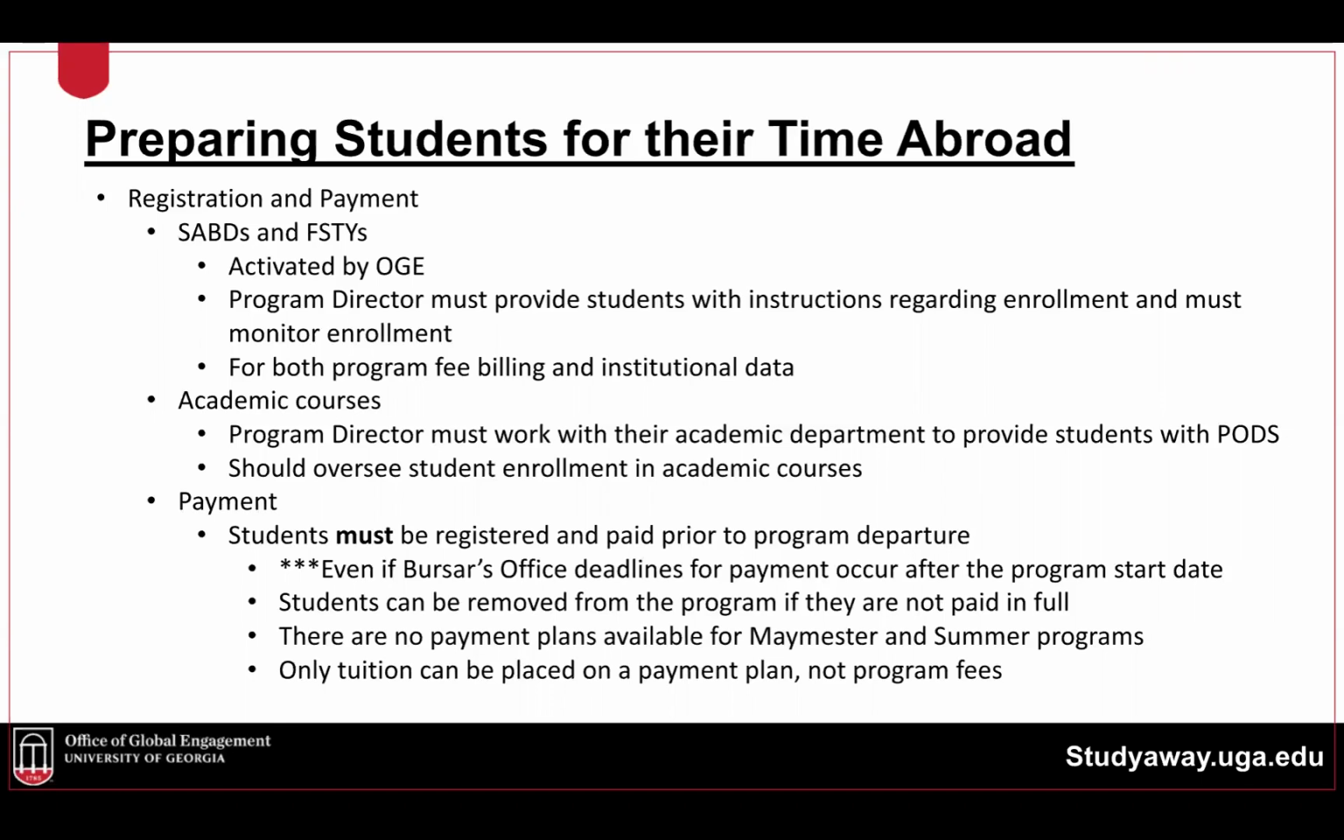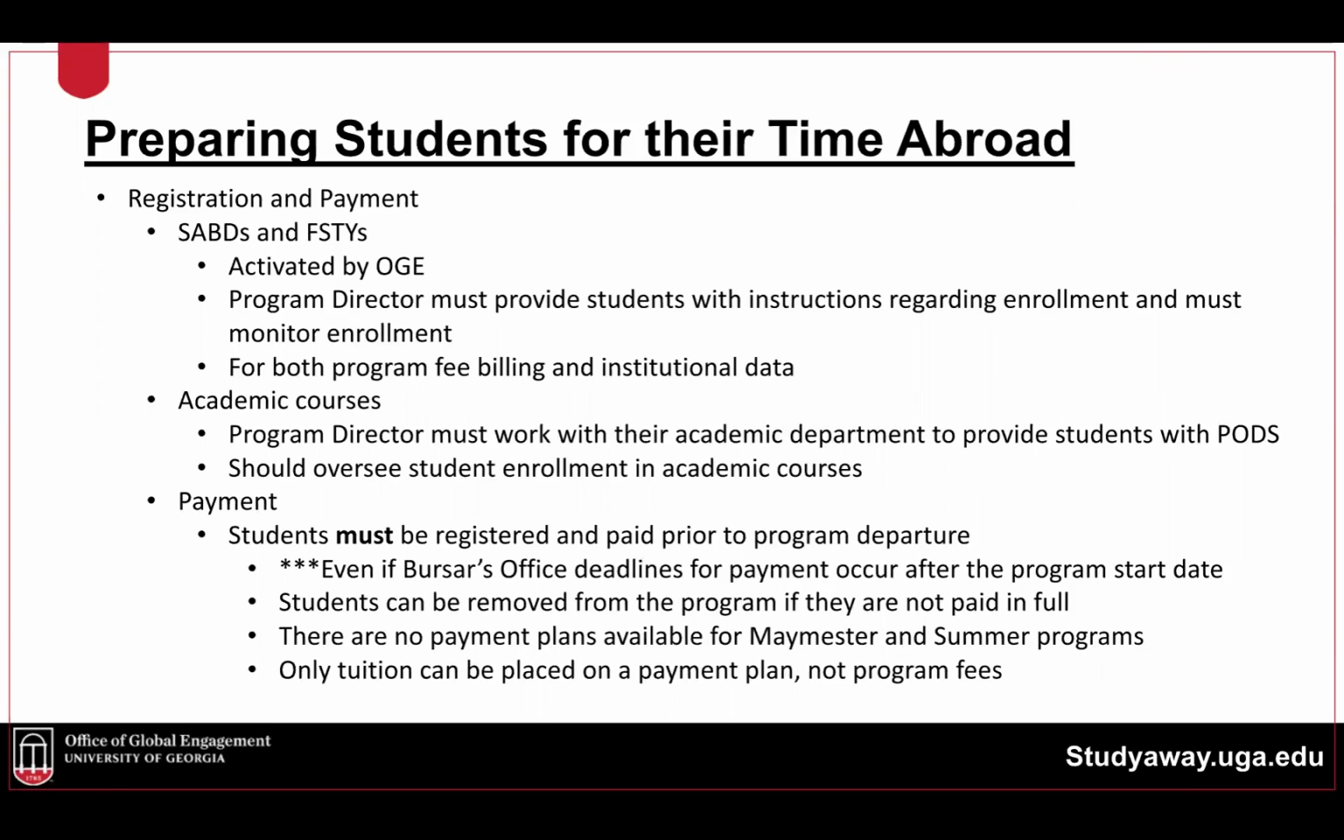Then we really lean on our academic departments to ensure that students are enrolled in those academic courses. As you can imagine, the SABD or FSTY placeholder bills for a program fee, but with the academic courses, successful registration means that a student not only is going to be enrolled and getting academic credit for those courses, but they're also getting billed for the tuition associated with however many credits they're taking.